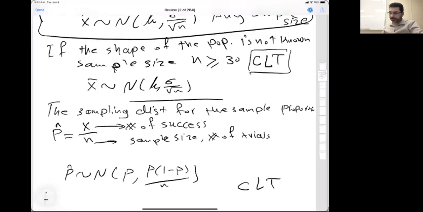Of course, we don't know p in most cases, the population proportion, so we use the estimate to calculate the standard deviation here. We put p hat here and p hat here, which means we estimate the proportion from the sample, and in this case we can use it with the central limit theorem. So this is a summary about the sampling distribution, chapter number 7.